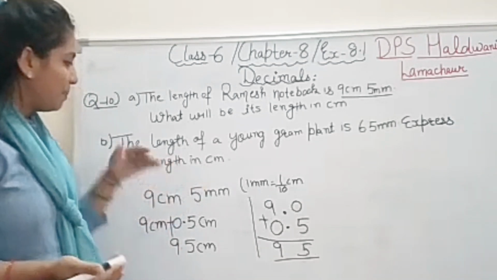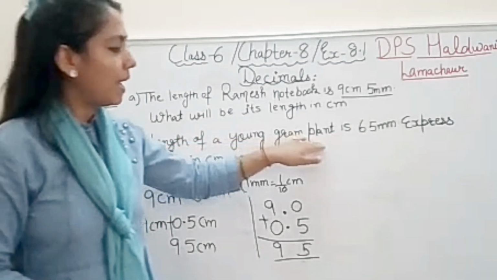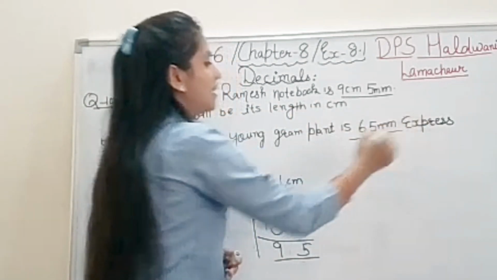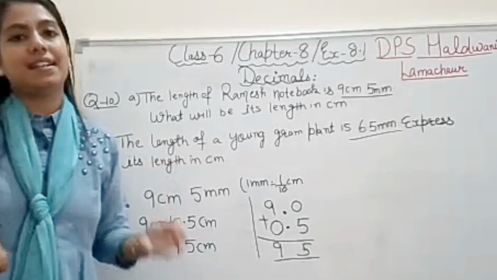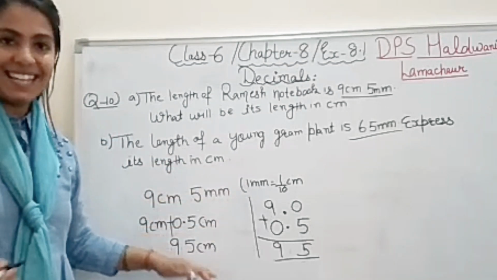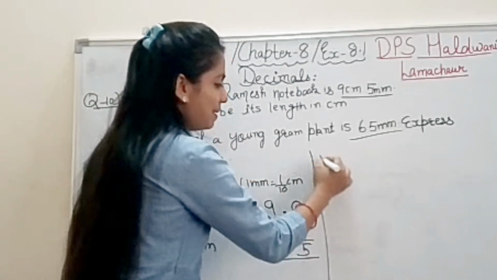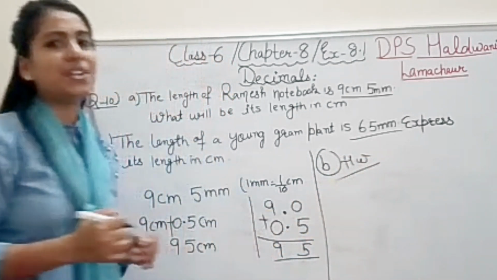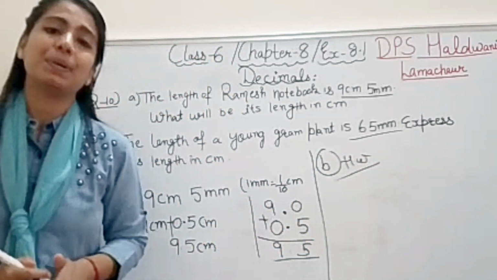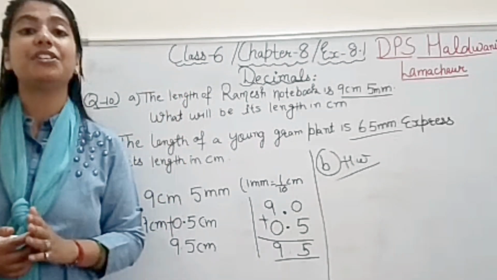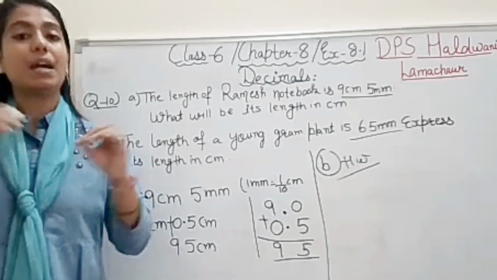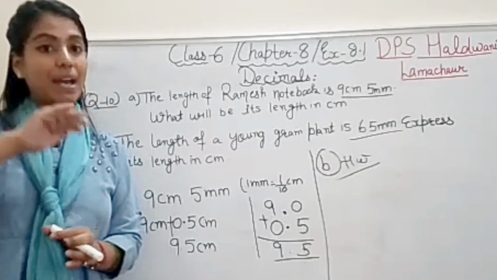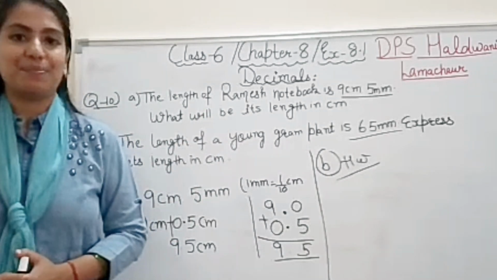Right student? B part, the length of a young gram plant is 65 millimeter. Express it into centimeter. Very simple, in this manner only. So this B part you will do on your own. Have you seen student, all questions are just the same type. The questions are coming in a different mode. Sometimes in word problem, sometimes in simple conversion, whatever. But the method is just the same.